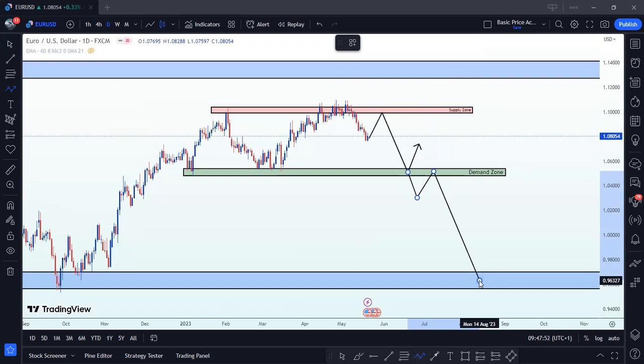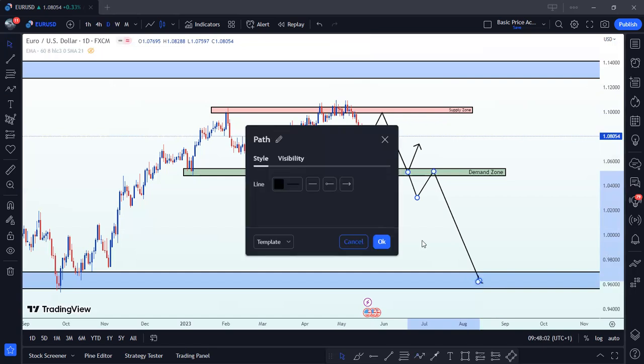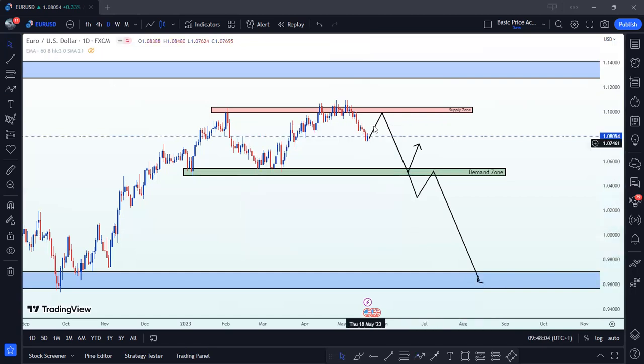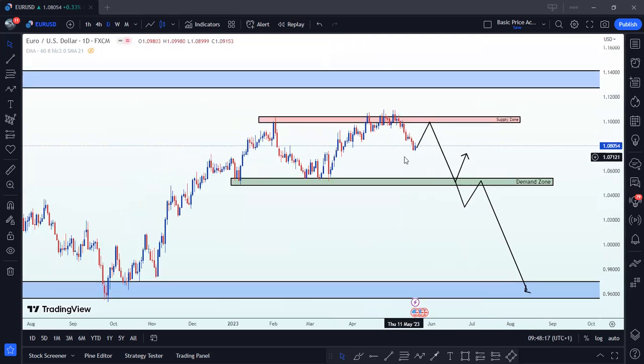So for now, on the long-term forecast for Euro USD, I want to see what the market would do around here, which is 100 down to this point, 500, which is roughly about 500 pips.